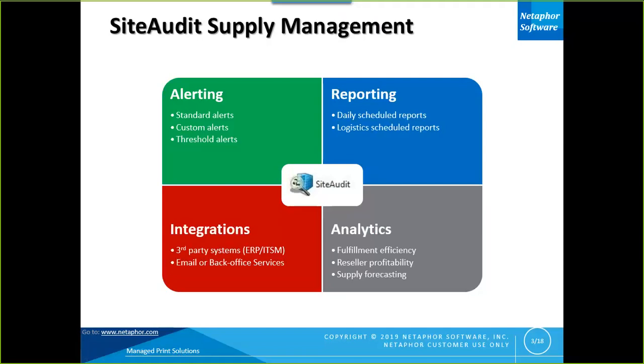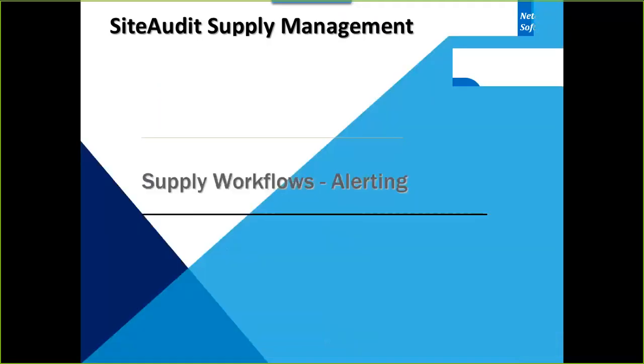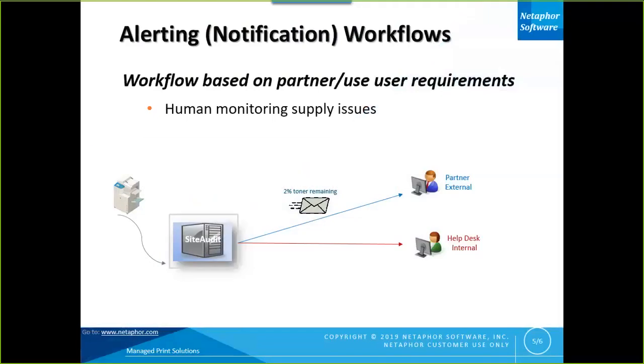Okay, so those are the 4 areas we're going to cover, and I'm going to start first with alerting here. So alerting, it's a basic type of information gathering. Is that there's an issue with a supply. It may be that it's low on its supply, and different ways you can get that.